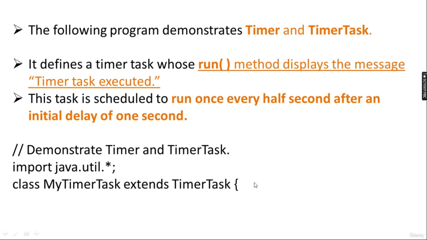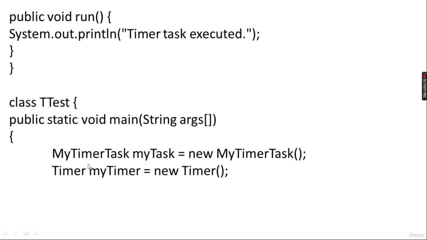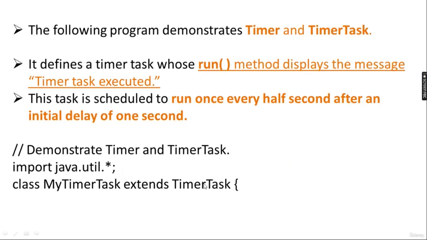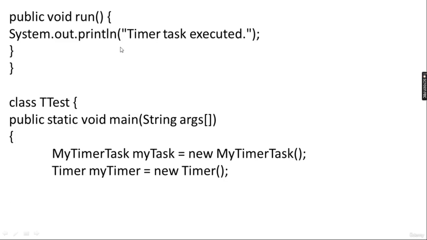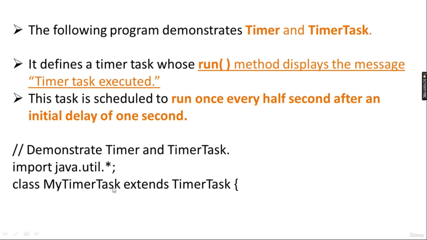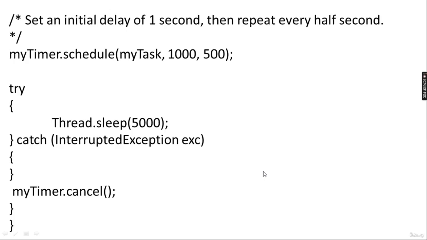Okay. So first of all, my timer task extends timer task. Run: timer task executed. So what I am doing next is in the main method, my timer task is equal to new my timer task. So an object of my timer task, which extends the timer task, is created over here, and a timer object is also created over here. And the timer's schedule method is very important: which task do I have to perform? My task. My task is now a subclass of the timer task. It will run with 1000 and 500: first it will be executed after 1 second, and after a delay of half a second the same message will be displayed. Then Thread.sleep for 5000 milliseconds, catching InterruptedException. And since this is a non-daemon task, it will be cancelled manually by us. Okay. So you can see the output.